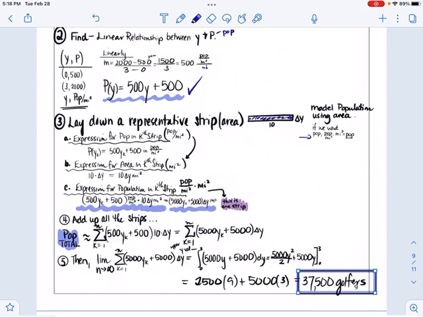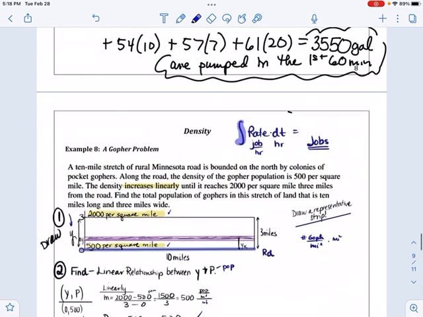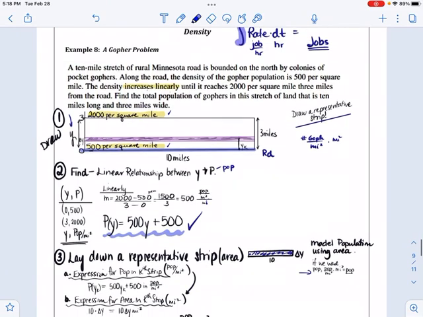Okay, so I'm going to stop the video and pick up with the last problem in this set. Again, this is example number 8 in 7.1, accumulation and net change. Okay, I'll be right back.